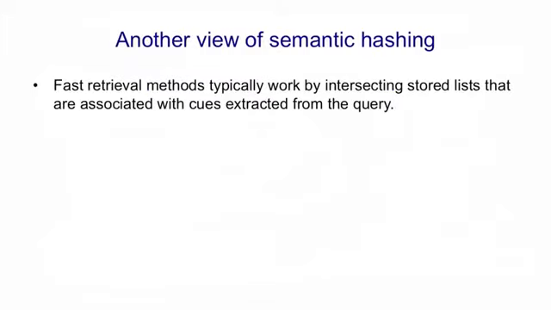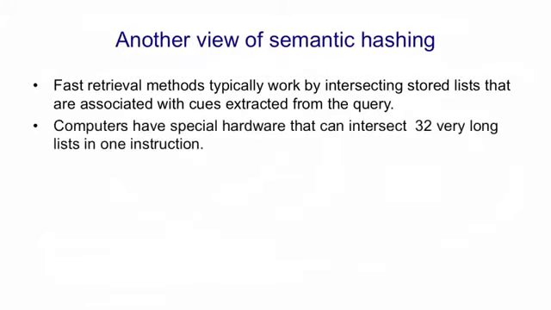Here's another view of what we're doing in semantic hashing. Most of the fast retrieval methods work by intersecting stored lists that are associated with cues extracted from the query. So Google, for example, will have a list of all the documents that contain some particular rare word, and when you use that rare word in your query, they will immediately have access to that list. They then have to intersect that list with other lists in order to find a document that satisfies all the terms in your query.